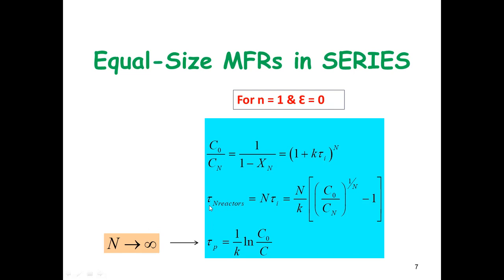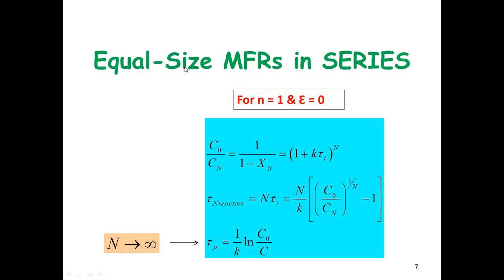The space-time for these N reactors would be, of course, common sense would tell us, the number of reactors times the space-time in each of the reactors. So tau i, as I have mentioned, is the space-time for one particular reactor. If you multiply it by the number of reactors in your system, that would be the total space-time for your N reactors. And this is also another formula that will account for the total residence time in your N reactors for equal sized MFRs in series.